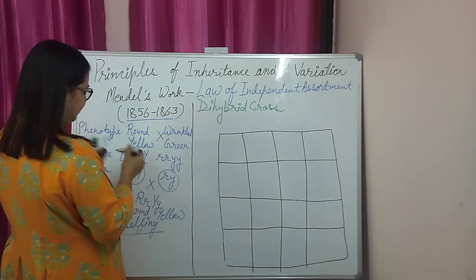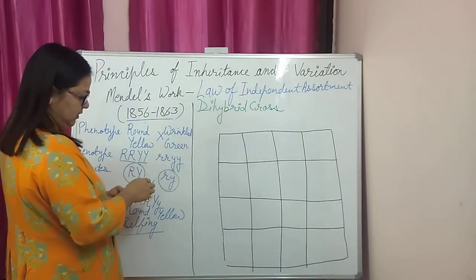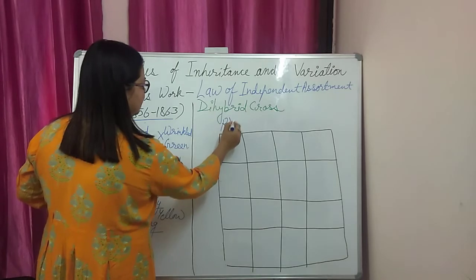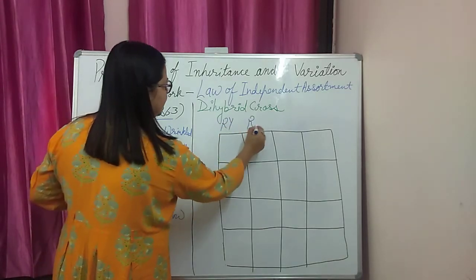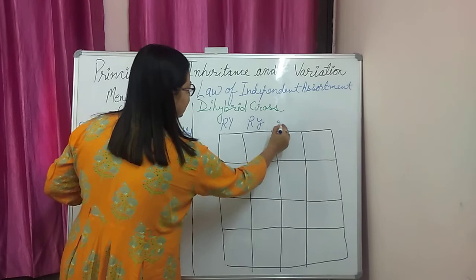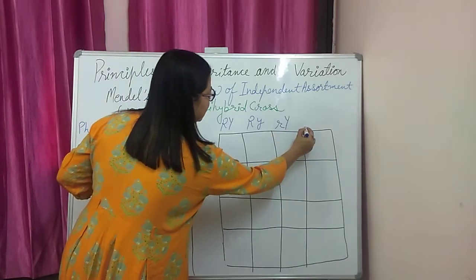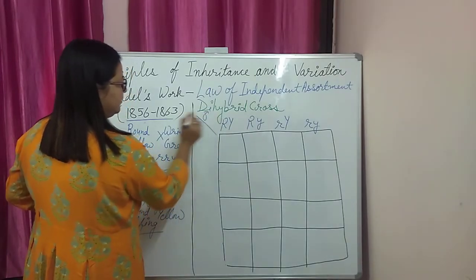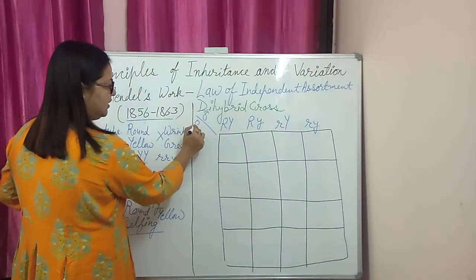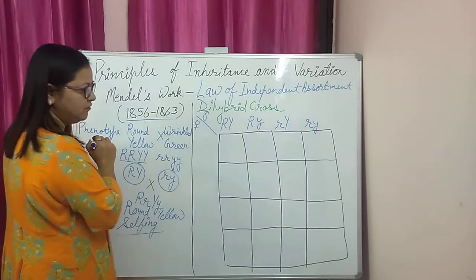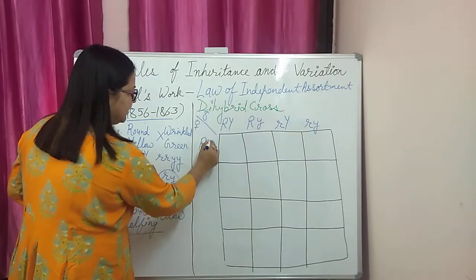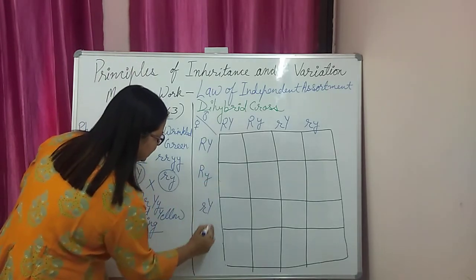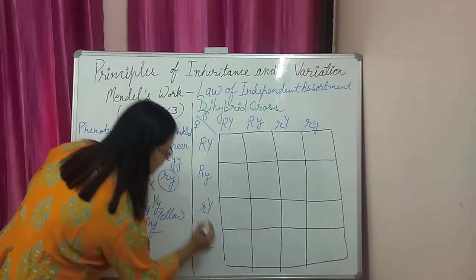Now we will write the 4 different types of gametes. We get capital R capital Y, capital R small y, small r capital Y, small r small y. These may be the various types of male gametes. Same, there will be the probability of female gametes: capital R capital Y, capital R small y, small r capital Y, small r small y.